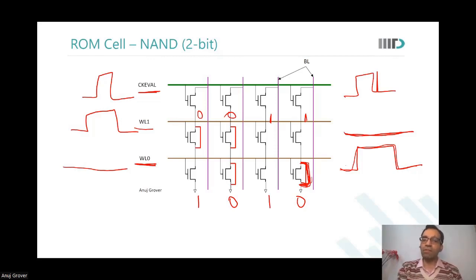Now, even though word line 1 is 0, there is still a current path in this. Yes. I read 0 there. Now, because word line was 0, there is no current path here. So even though there is a current path here, and there is a current path here, I read a 1 there. Is that fine?